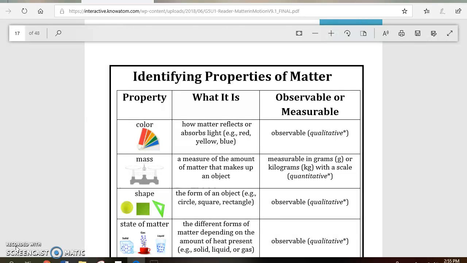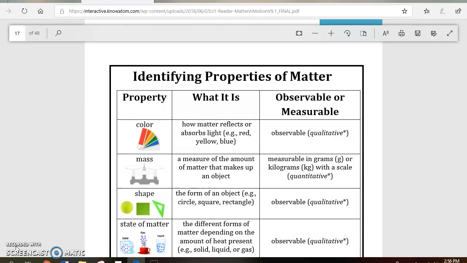Identifying properties of matter. Headings: Property, what is it, observable or measurable. Color: how matter reflects or absorbs light. Examples: red, yellow, blue. Observable, qualitative. Mass: a measure of the amount of matter that makes up an object. Measurable in grams or kilograms with a scale. Quantitative. Shape: the form of an object. Example: circle, square, rectangle. Observable, qualitative.